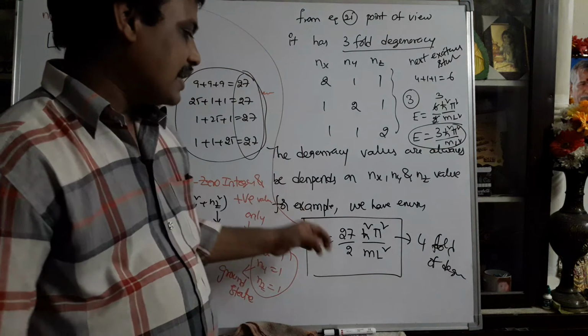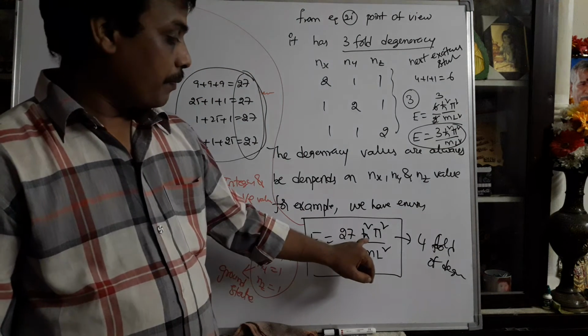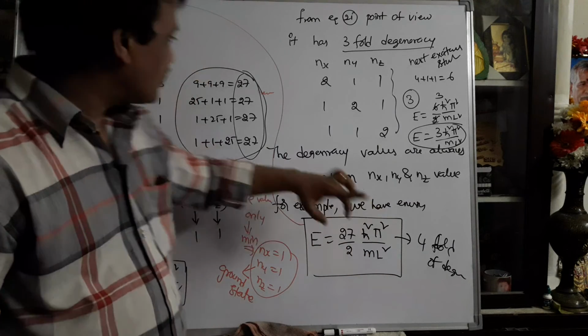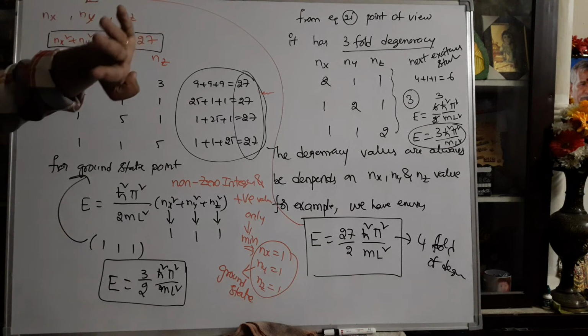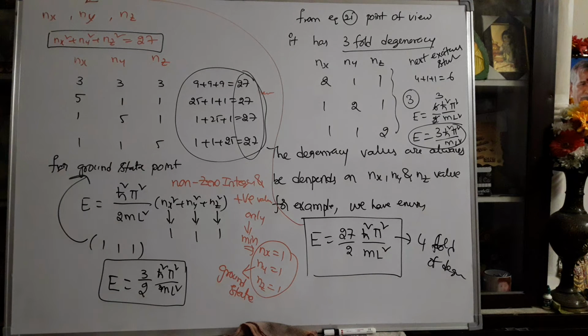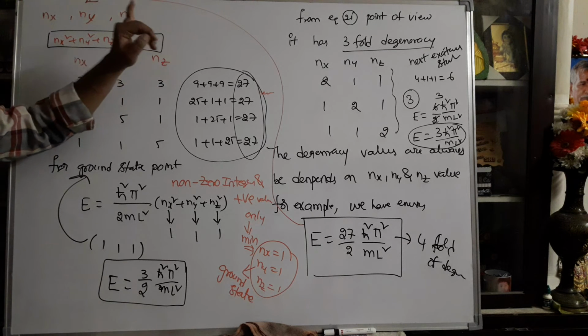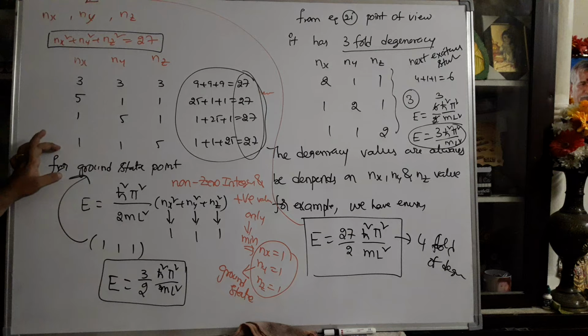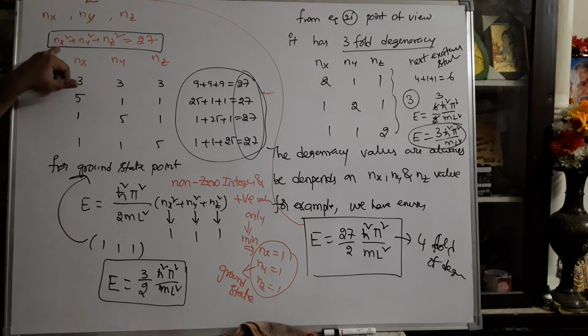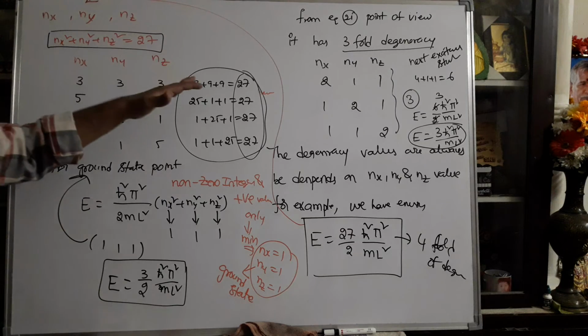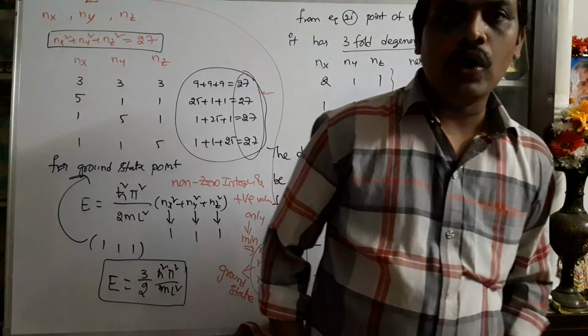As an example, energy is equal to 27 by 2 h square pi square by m l square. The base point is that nx square plus ny square plus nz square is equal to 27. This 27 occurs with respect to 4 possibilities of nx, ny, nz: (3, 3, 3), (5, 1, 1), (1, 5, 1), (1, 1, 5). Any remaining possibility does not satisfy the equation. 27 occurs only with these, using integer values, not fractional values. So only these 4 possibilities obey nx square plus ny square plus nz square is equal to 27. In that way you can calculate the allowed energy levels.